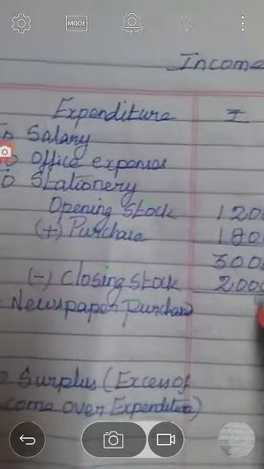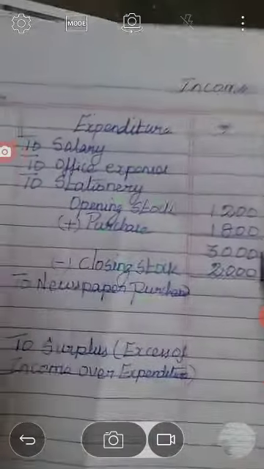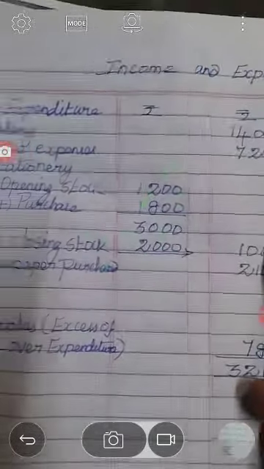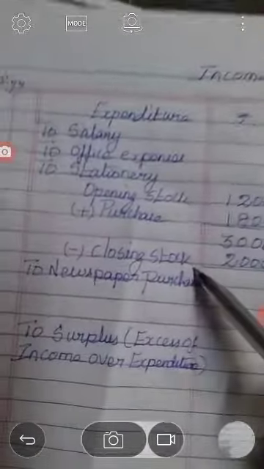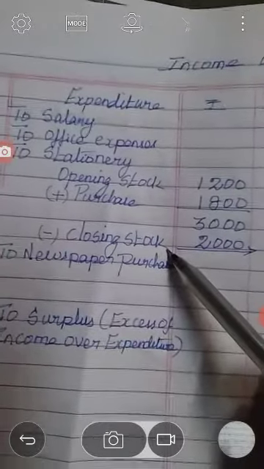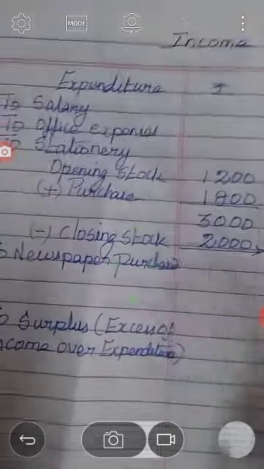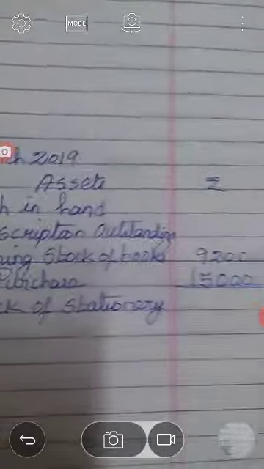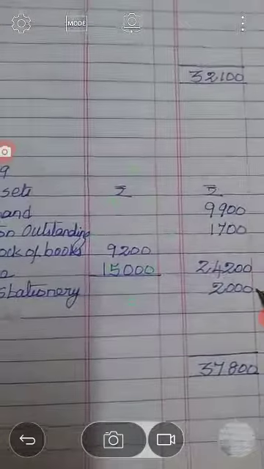Stationery opening stock 1,200 plus purchases 1,800, so the total is 3,000. Then minus closing stock 2,000, so the outer column is 1,000. The closing stock of stationery should appear on the asset side of the balance sheet, 2,000.